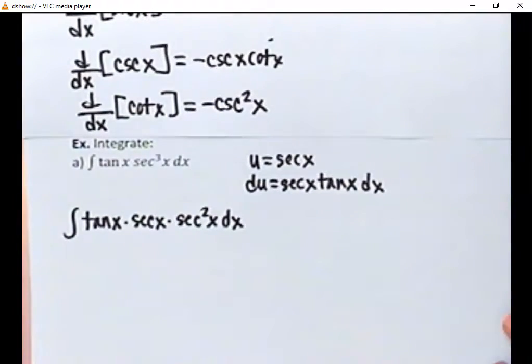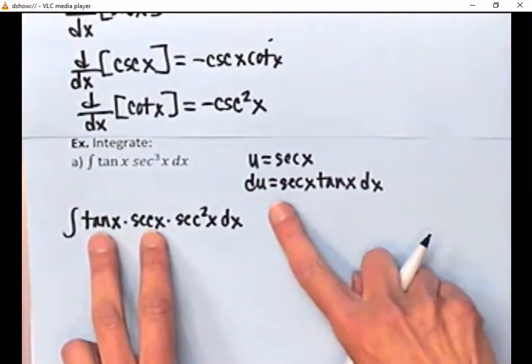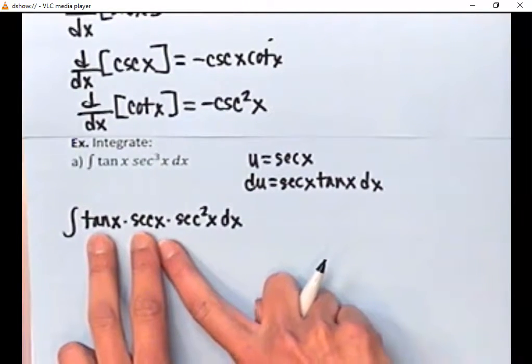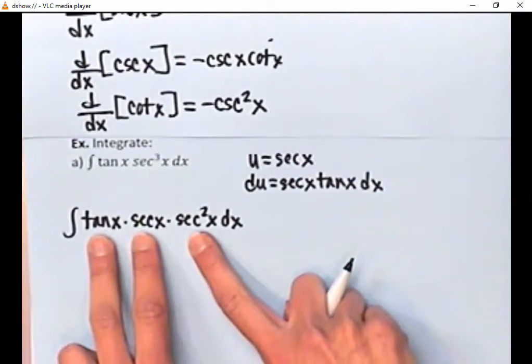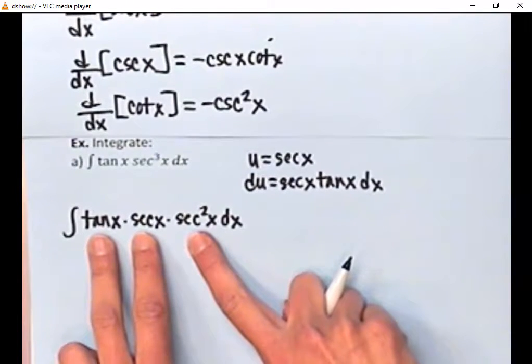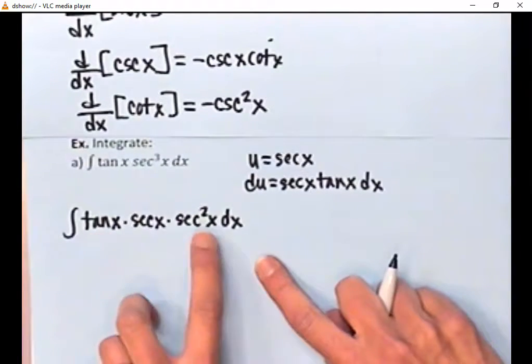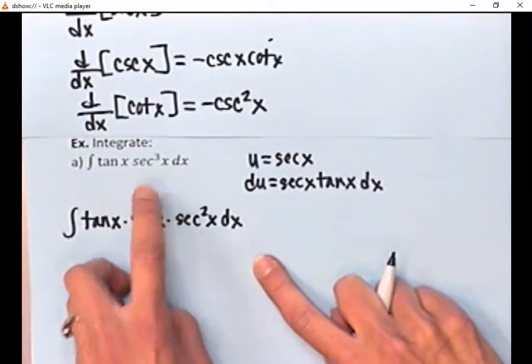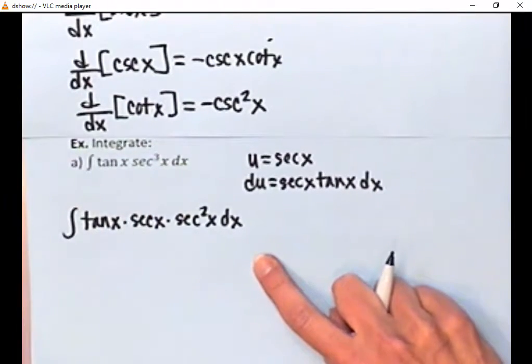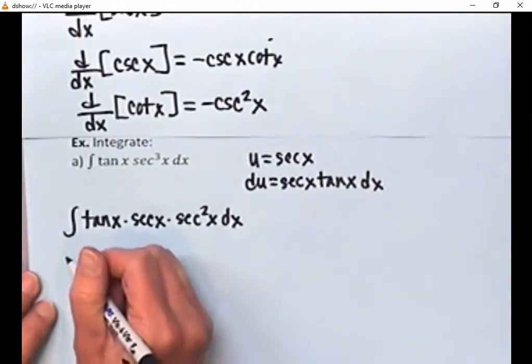And if I do that, then I see there's my du, the tangent secant, and u being secant would just become now u squared. So that seems like a pretty good strategy. So when I had this odd power, I could separate one out, so I had both the tangent and the secant, and the derivative shows up. So let's go ahead and substitute now.